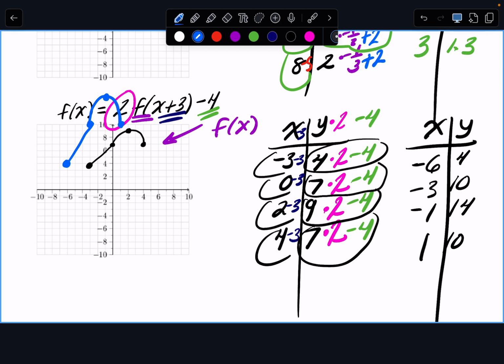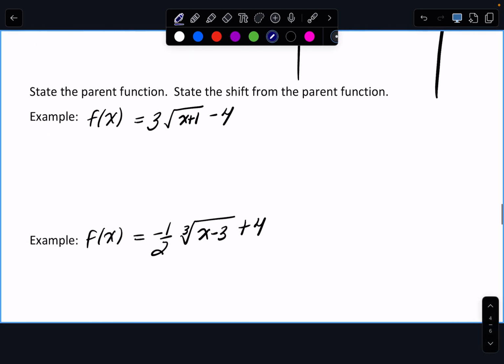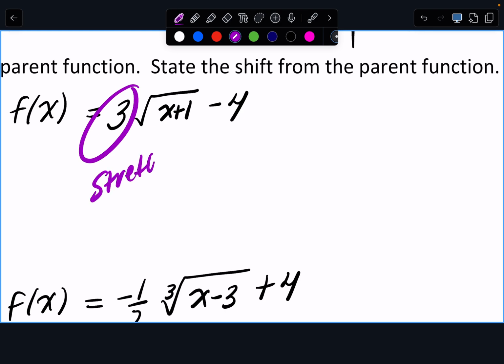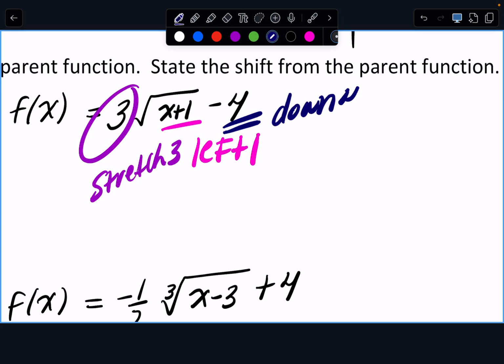Okay, so now from here, this should be extremely easy. Here we go. Because now a lot of it is just write the equation. This just says state the shift from the parent function. So what you're going to say, stretch of 3, everyone, yes? On the test. And you're going to say, we're stating the shift from the parent function. Left 1 and down 4.